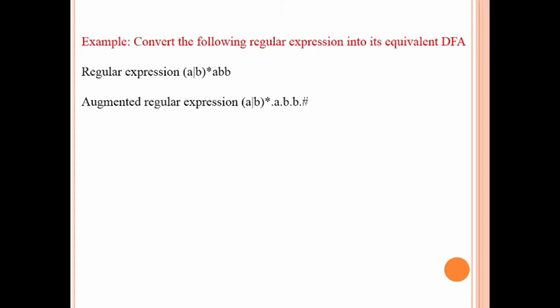The regular expression is (A or B) star A B B. The augmented regular expression for this expression is (A or B) bracket star dot A dot B dot B dot hash. In this, dot is nothing but the concatenation operation and the hash symbol is called the end marker symbol.